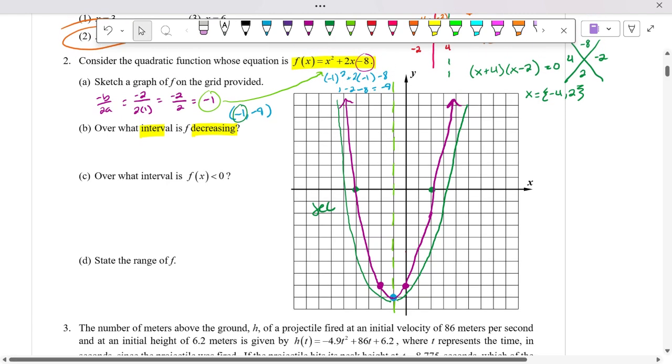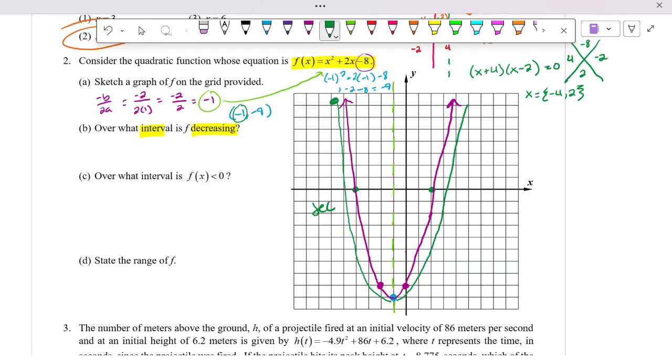So what's my lowest x value that I start my interval of decrease at? Not -1. So my lowest would be over here. So as far left as I can get. What's as far left as I can get? Negative infinity. So this goes from negative infinity to where? Where does it end? -1.